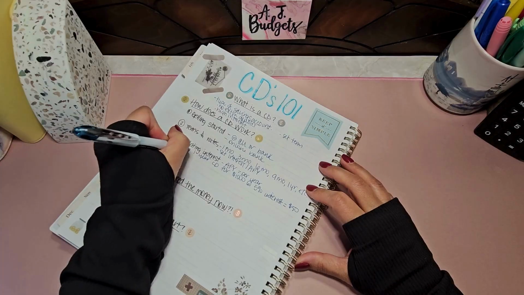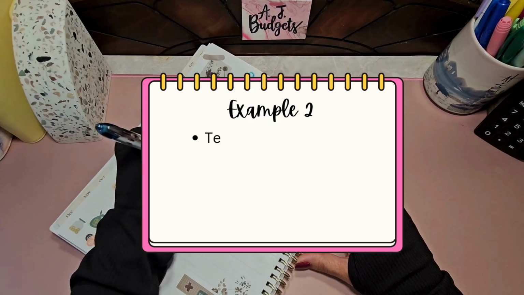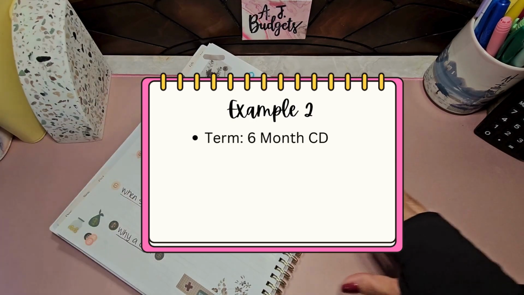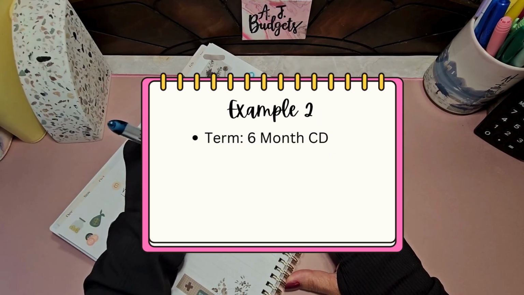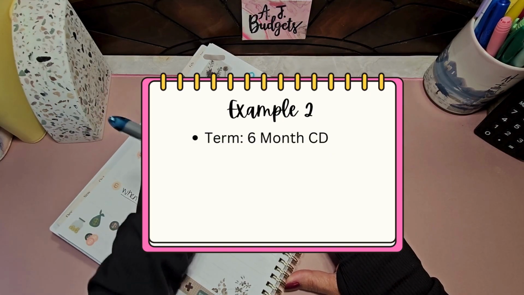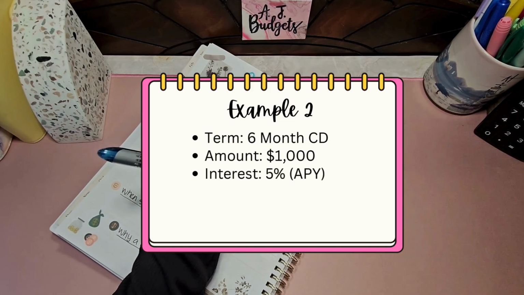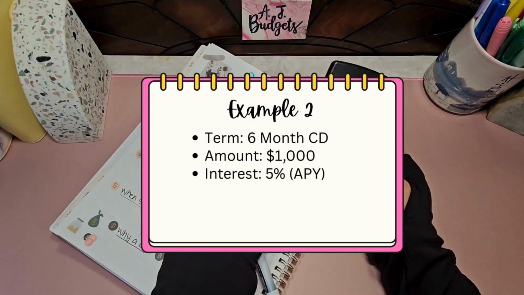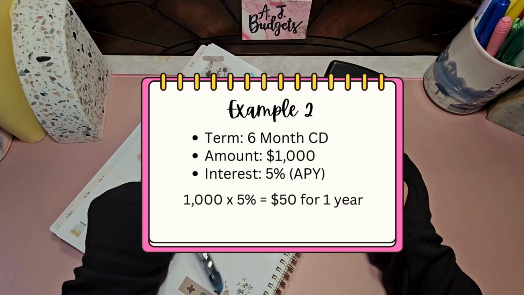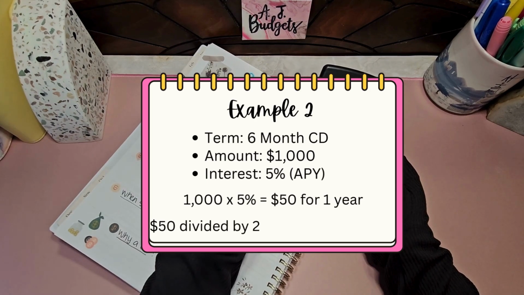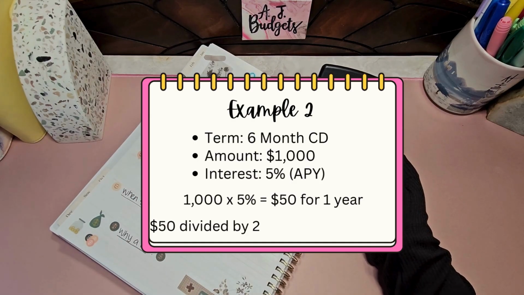Now, let's say we have example 2 here. You have a 6-month CD for $1,000 at 5% interest. And that is going to equal, so you calculate the per year, and then you would divide that by 2 because 6 months is half of the year. So that's going to equal $50 divided by 2. And so that would equal $25.